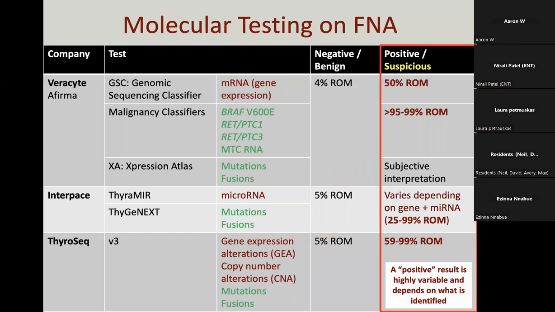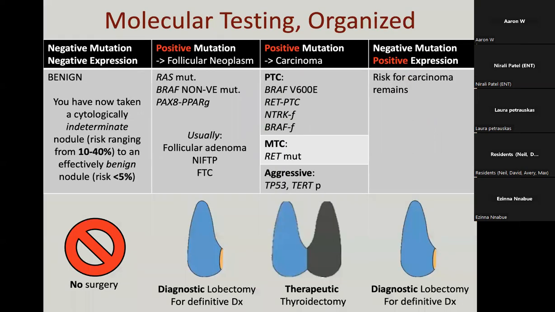Okay. However, if you have a positive result, whether it's the gene expression profile or the mutation, that is really, really variable, right? So you have to interpret the positive or the quote unquote suspicious results with caution and really understand what they are calling positive. Okay, so let's look at the next slide.